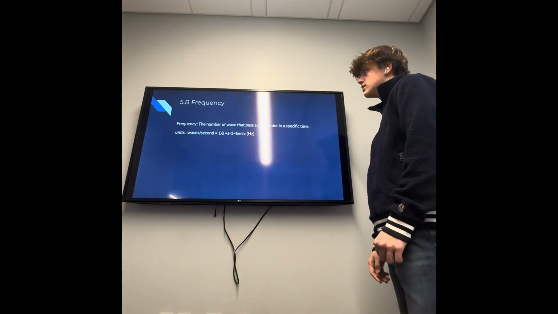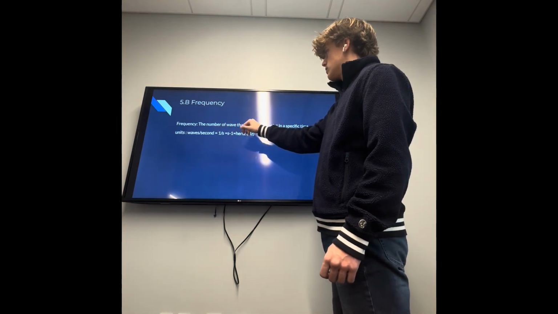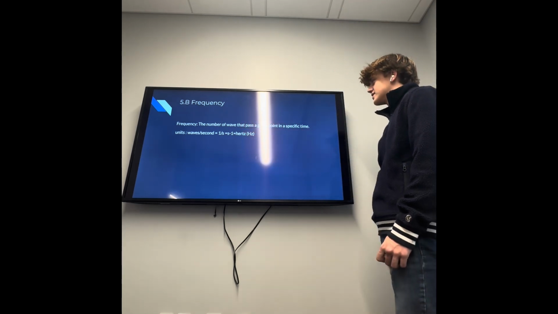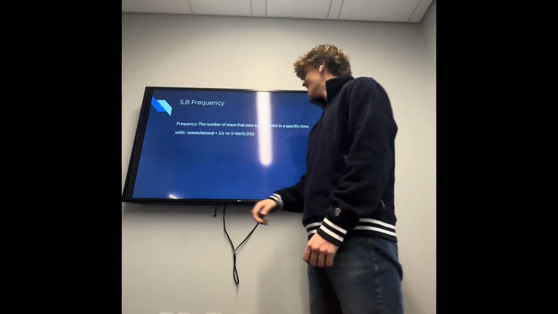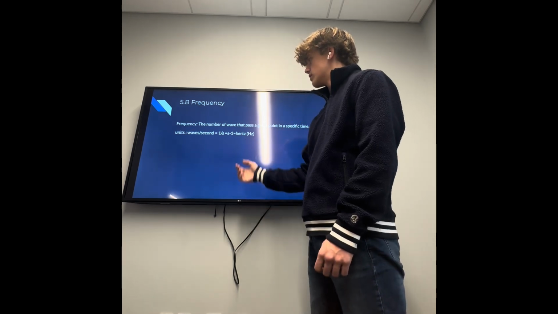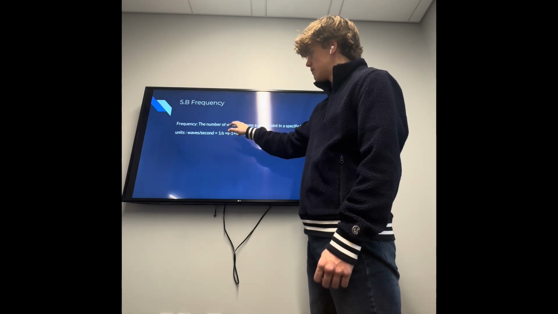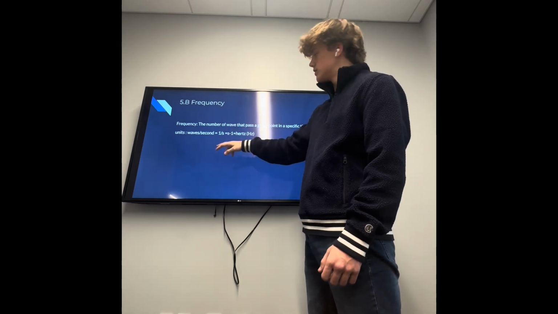5b, frequency. Frequency is the number of waves that pass a given point in a specific time. Units: waves/seconds is equal to 1/s, which is equal to s to the negative 1. That makes sense. And then hertz.